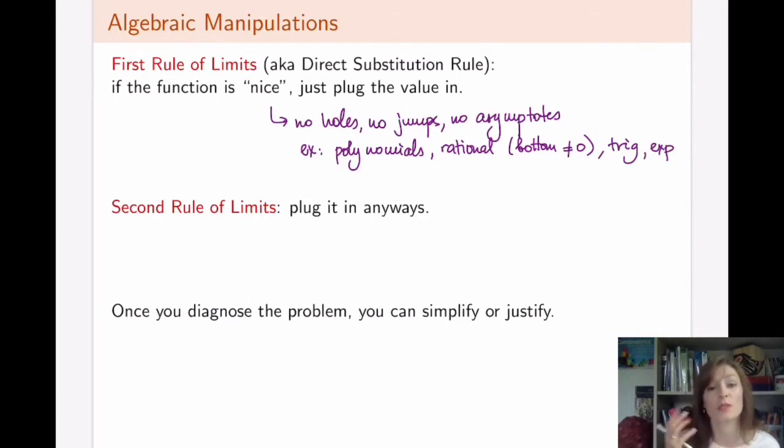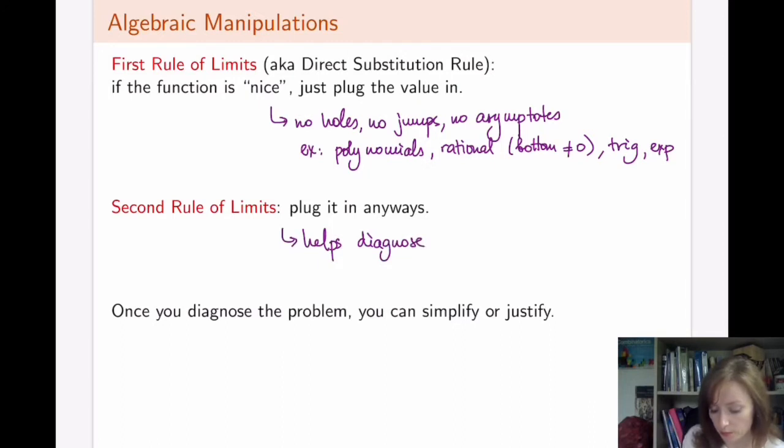So the more functions we see, the more functions we will analyze with respect to holes, jumps, and asymptotes. So if you can plug it in and there are no issues, then you're done. You got lucky. This is a nice function. This is just the value of the limit that it is. The second rule of limits is just plug it in anyway, because plugging it in will help you diagnose the problem. Helps diagnose the issue.